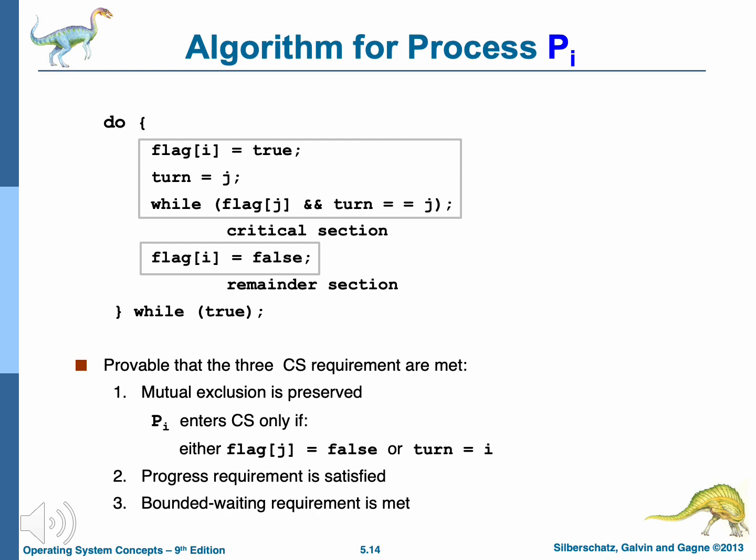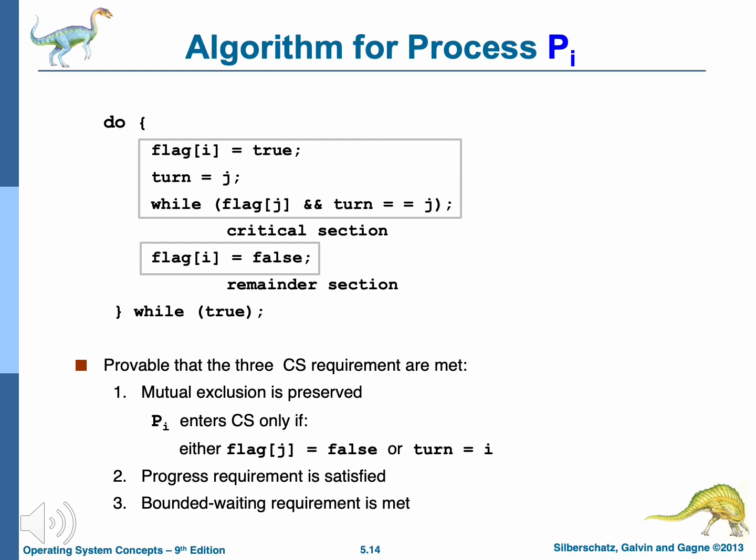Hence, one of the processes, say Pj, must have successfully executed the while statement, whereas Pi had to execute at least one additional statement, turn equals j. However, at that time, flag[j] is equal to true and turn is equal to j, and this condition will persist as long as Pj is in its critical section. As a result, mutual exclusion is preserved.